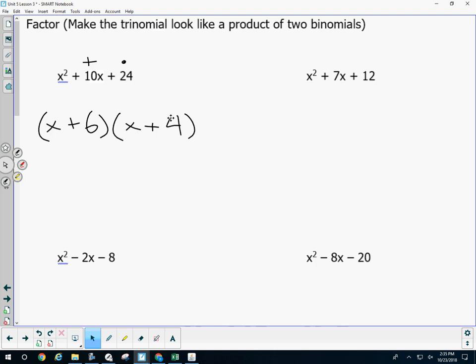Six and 4. Got it. Do the next one. 3 and 4. Got it. Do the next one. No, we got some negatives here. Same process holds. The two numbers will add to give you a -2. The two numbers will multiply to give us a -8. Figure them out.